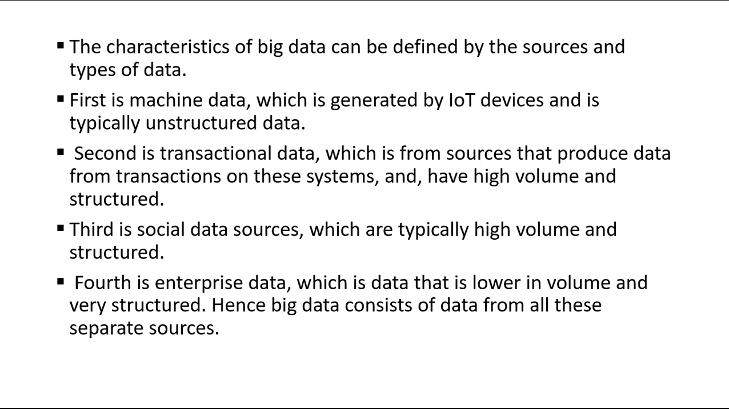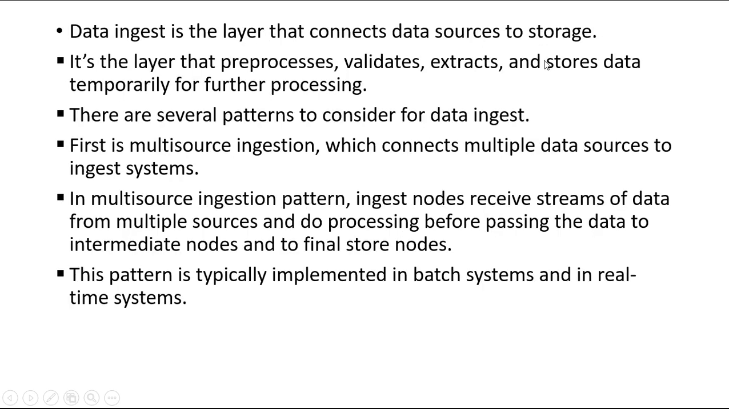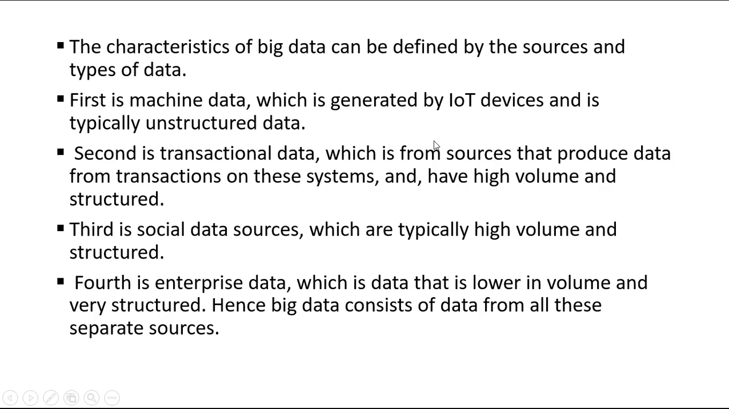These are the sources and types of big data. The characteristics of big data can be defined by the sources and types of data. First is machine data. Machine data is generated by IoT devices, like sensors. It is typically unstructured data because IoT sensors are not all the same. It collects different data from different sensors.